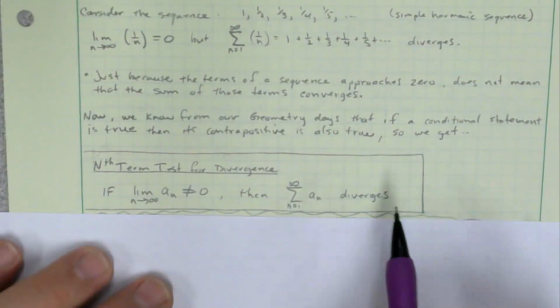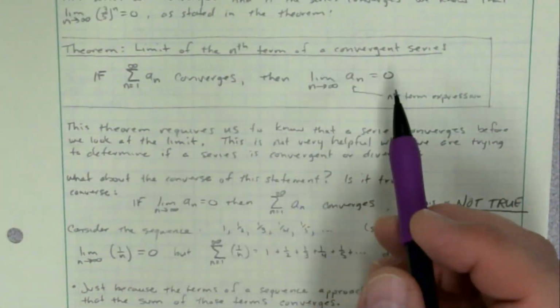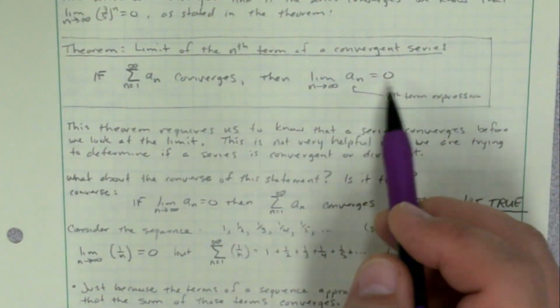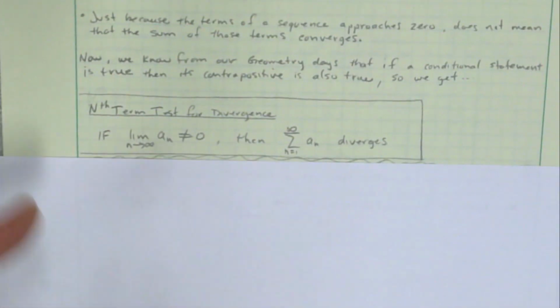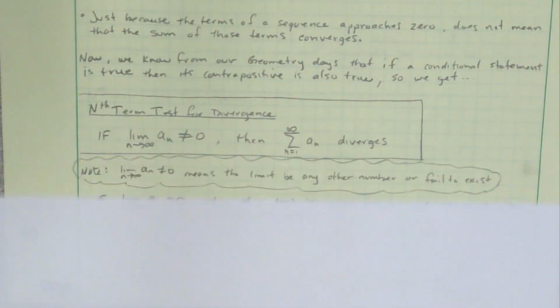Okay, remember, contrapositive is change everything, flip it and make it negative. So if this is not true, then this is not true. So if this is not true, then it has to be divergent. So that is the nth term test for divergence. So we can only tell that.